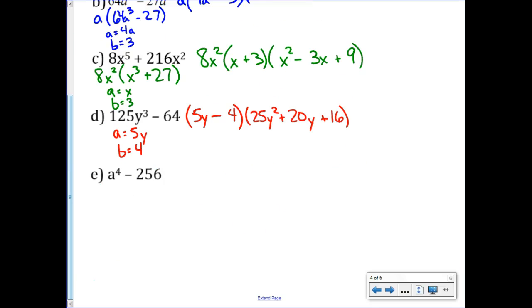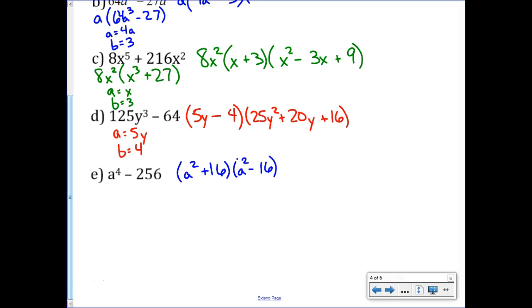All right, now I have a to the 4th minus 256. So that's not a difference of two cubes. I have a 4th power there. But that's still a difference of two squares. If I look at this, I can take the square root of a to the 4th, that's a squared, and I can take the square root of 256, and the square root of 256 is 16. So I have a squared plus 16, and then I have a squared minus 16.